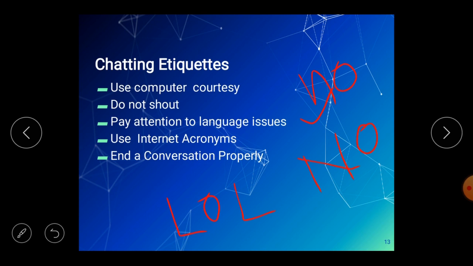If you simply end the conversation without sending any such message, then the person on the other side may wait for your message, and this is not a good thing. So this can be avoided by using ending messages while you are ending your chatting.